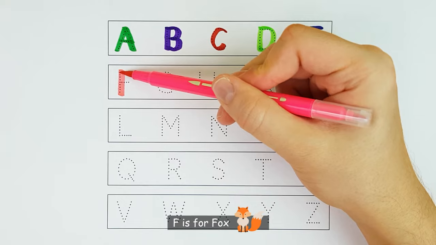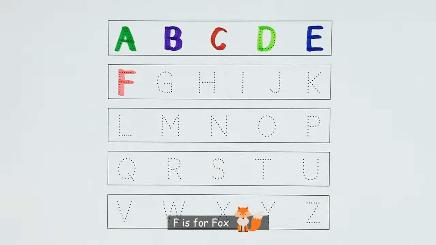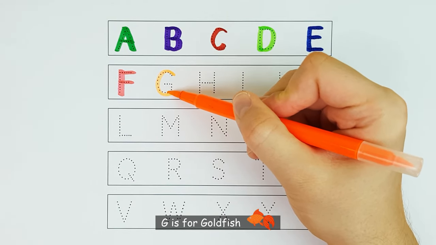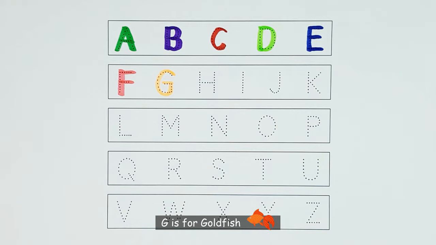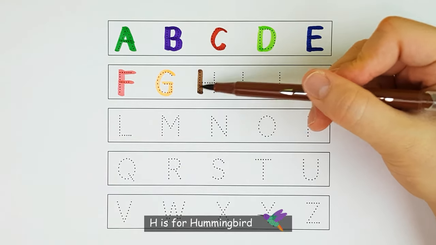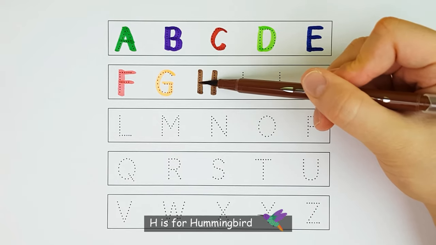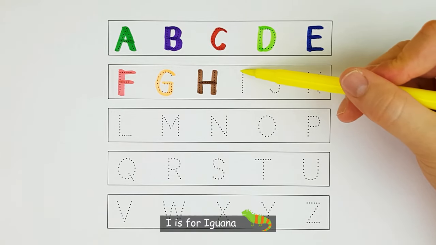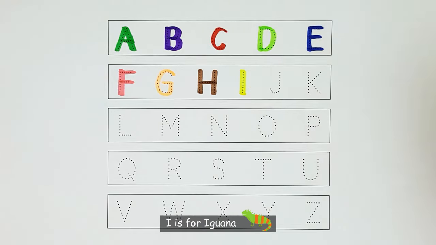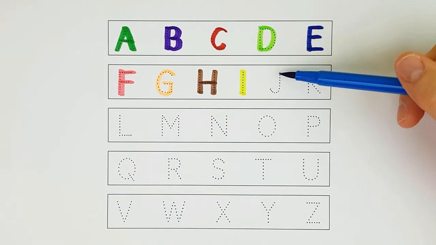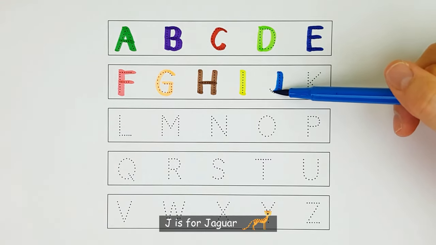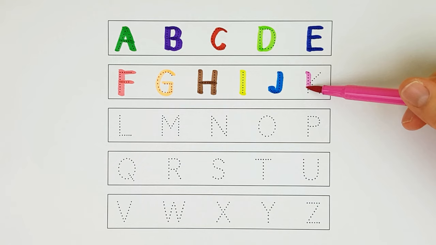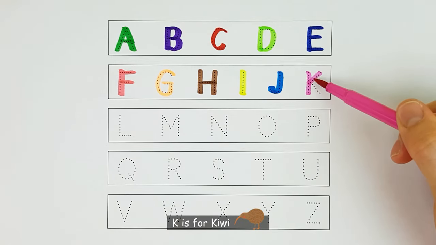E. F. F is for fox. F. G. G is for goldfish. G. H. H is for hummingbird. H. I. I is for iguana. I. J. J is for jaguar. J. K. K is for kiwi. K.